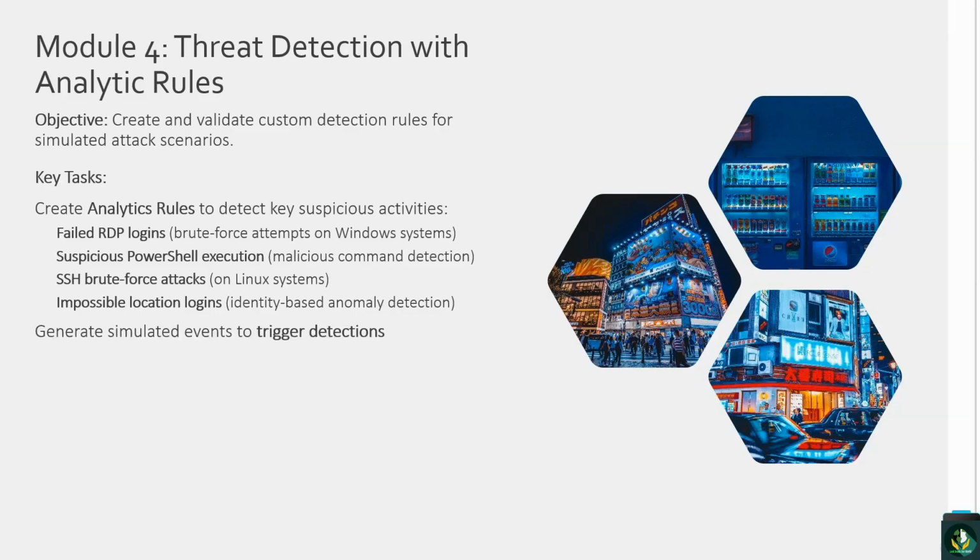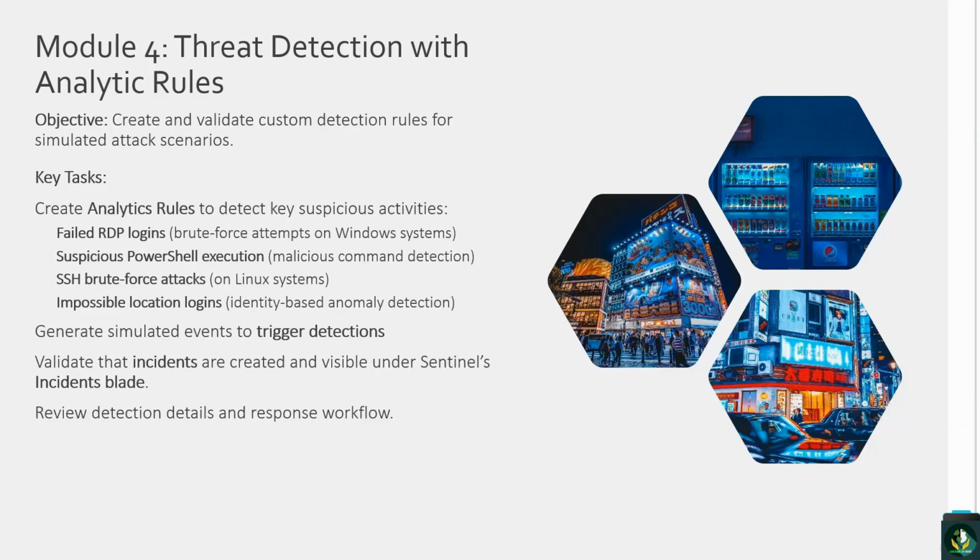Once the rules are created, we will generate simulated events on our virtual machines to trigger the detections. For example, we might attempt failed RDP logins or run a PowerShell script that matches our detection criteria. This step allows us to validate the rules in a safe, controlled lab environment. After simulating events, we will verify the incidents are created in the Sentinel workspace. All alerts generated by our analytics rules are automatically grouped into incidents, which provide context and detail for security analysts. You can view these incidents in the incident blade and inspect details like affected systems, users, timestamps, and raw logs.